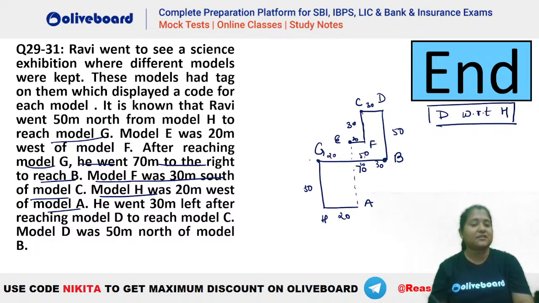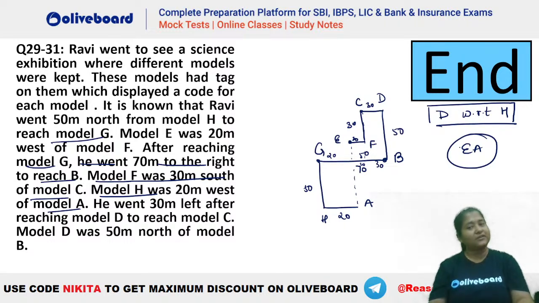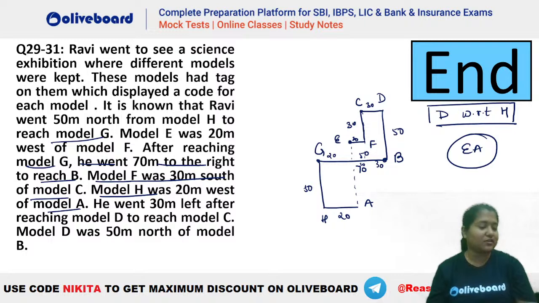Now let's say if I ask you the question, what is the distance between your E and A? Can anybody tell me? Northeast is fine. D with respect to H is northeast. Now tell me, what is the distance between E and A? Anybody? What is the distance between E and A here?